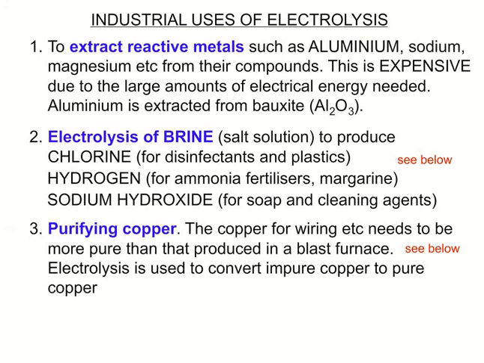Purifying copper. Copper for wiring needs to be more pure than that produced in a blast furnace. Electrolysis is used to convert impure copper to pure copper.